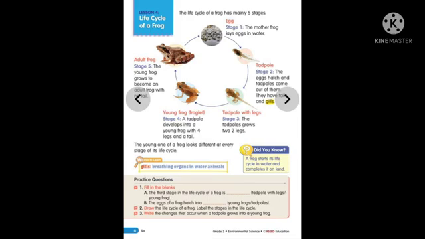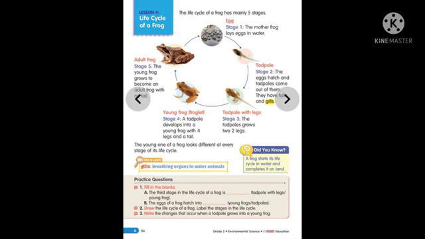Now you can see the third one, tadpole with legs. This is stage 3. In this stage, the tadpole grows two legs. Now you can see the fourth stage, the young frog. We call that the froglet stage. In this stage, a tadpole develops into a young frog with four legs and a small tail.